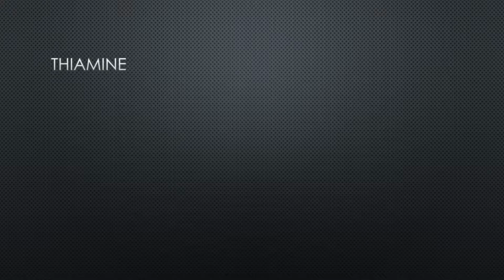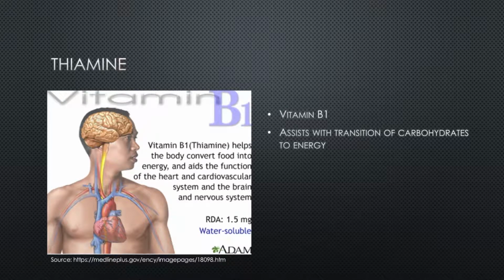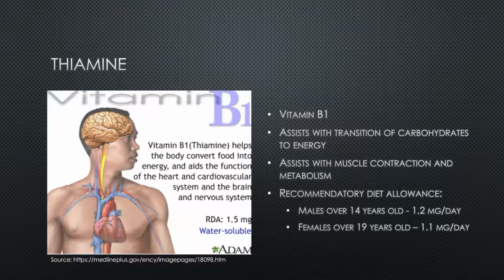Thiamine is a vitamin B, which assists the body's cells in the changing of carbohydrates to energy. It also assists in muscle contraction and some aspects of metabolism. This vitamin is present in small amounts in foods such as fortified breads and cereals, fish, lean meats, and milk. The recommended dietary allowance for a male over 14 is 1.2 milligrams per day, and for a woman over 19, it is 1.1 milligrams per day.